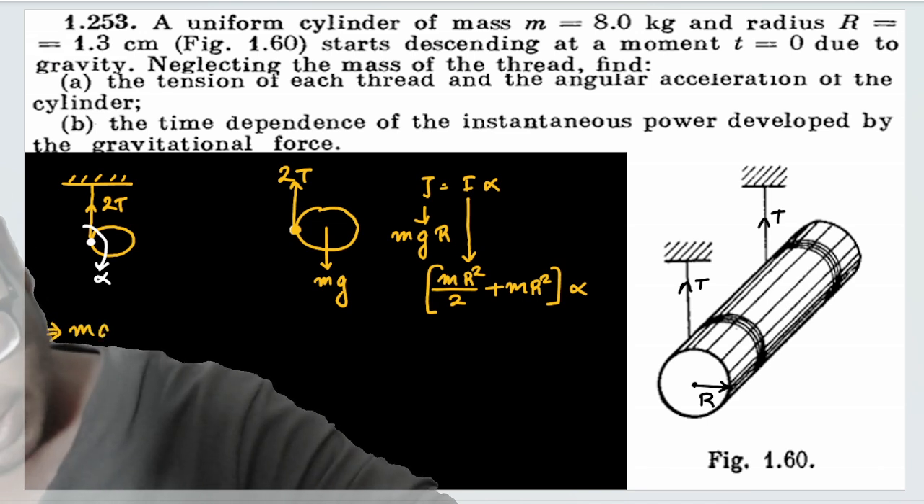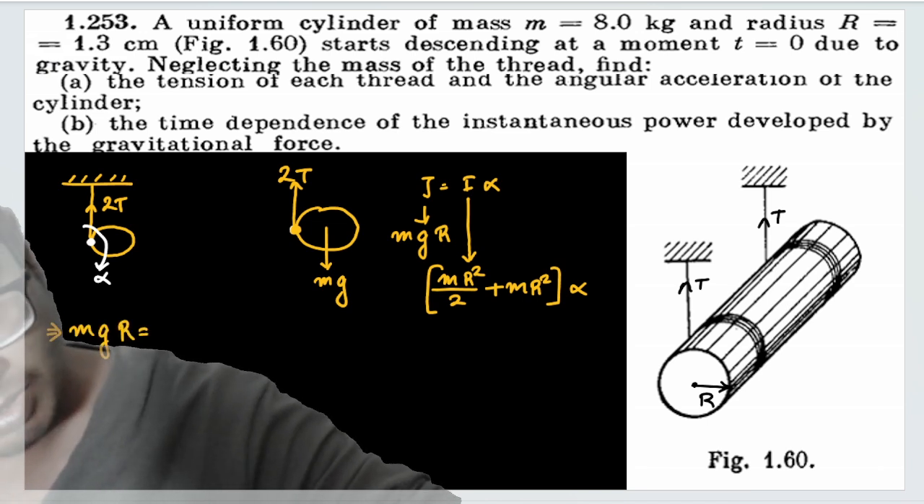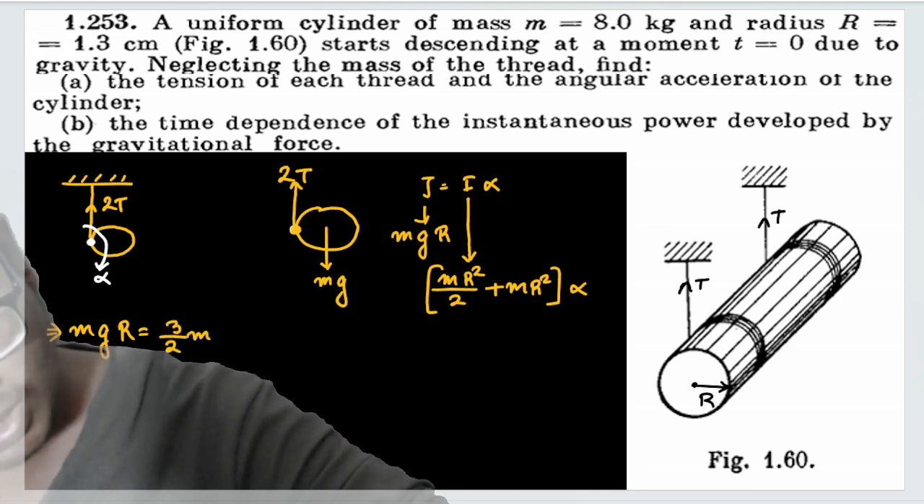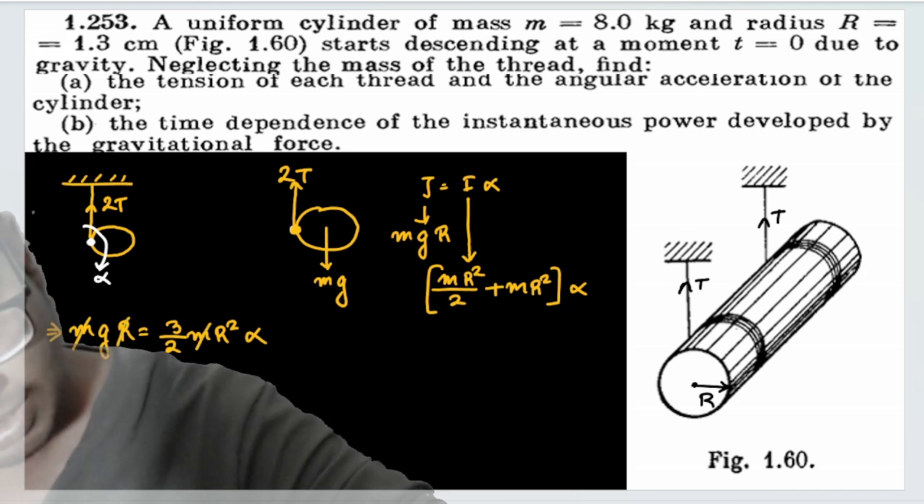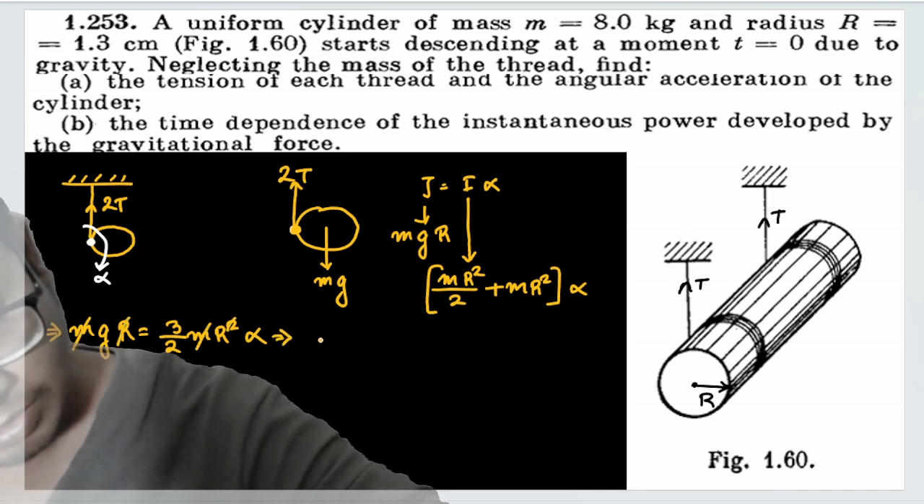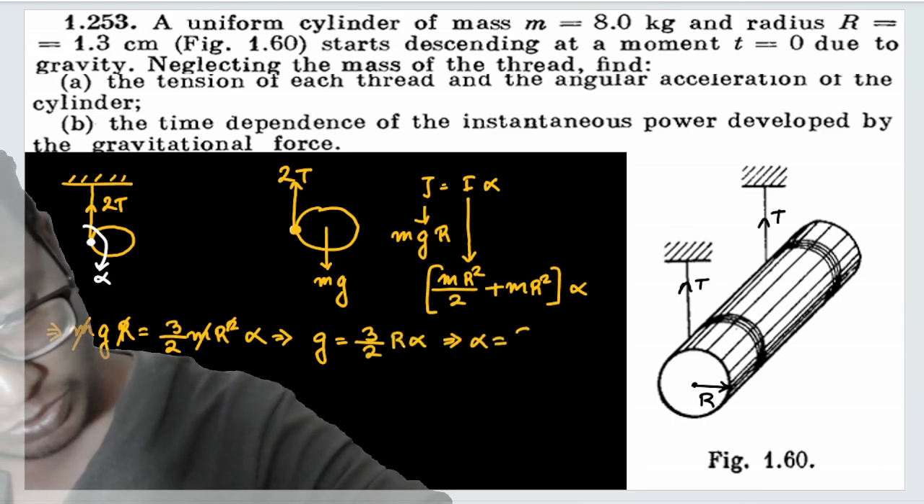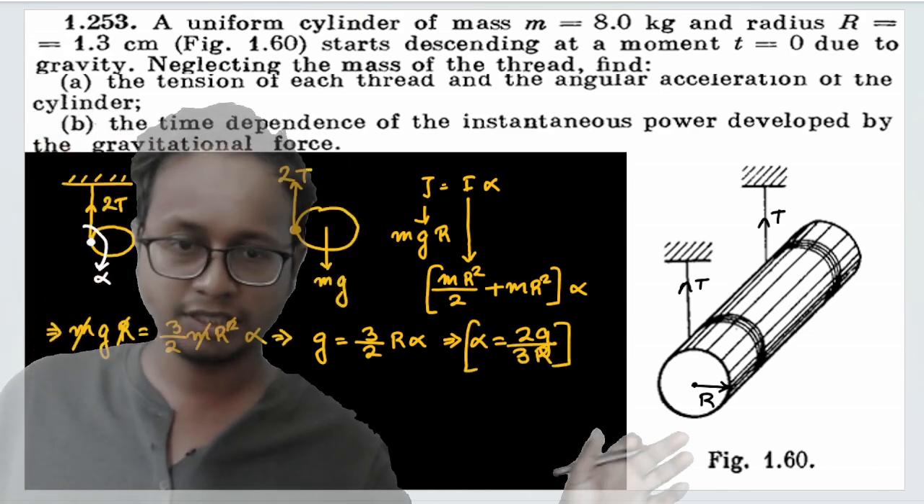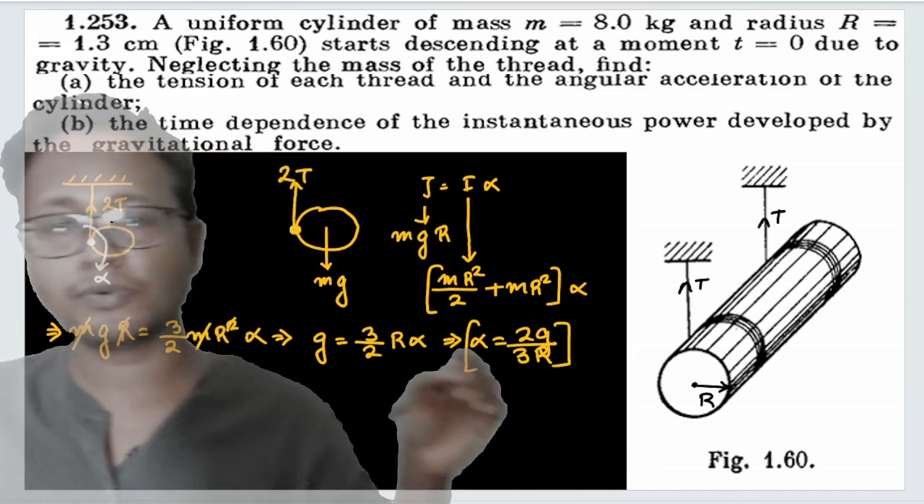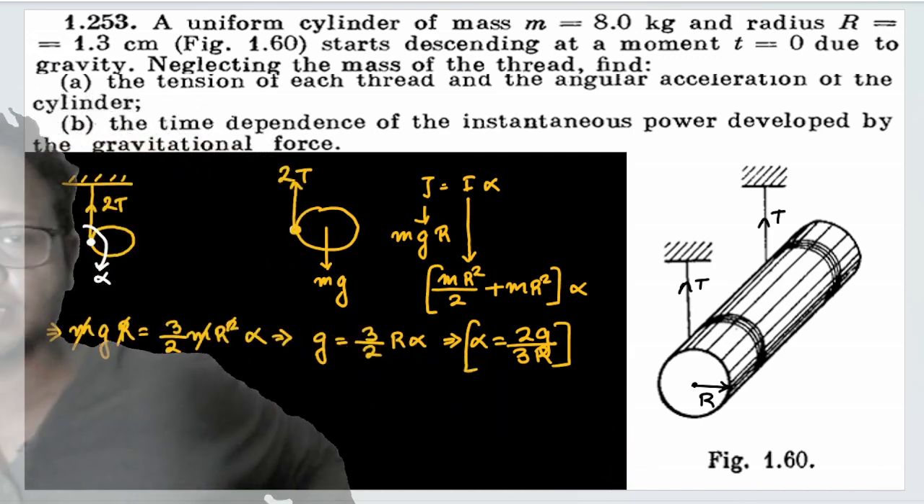mgr is equal to m r square by 2 plus m r square, which is nothing but 3 by 2 m r square, 3 by 2 m r square alpha. Now let's cancel the m part and the r square part, so g is equal to 3 by 2 r alpha, or alpha is equal to 2g by 3r. This one is understood, isn't it? So the angular acceleration would be 2g by 3r.